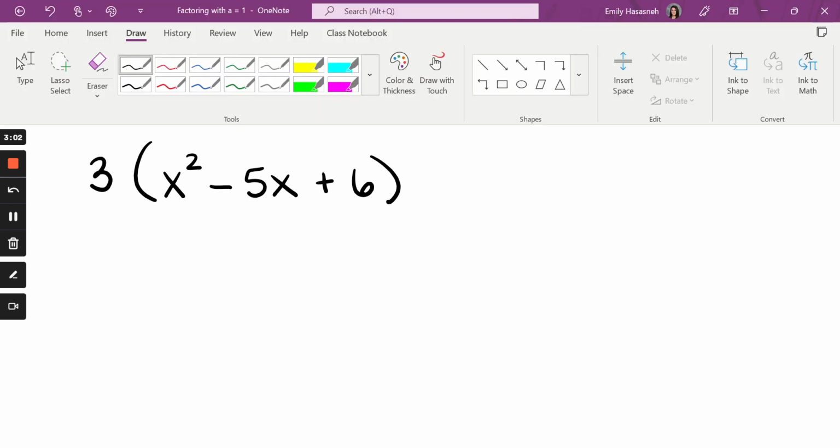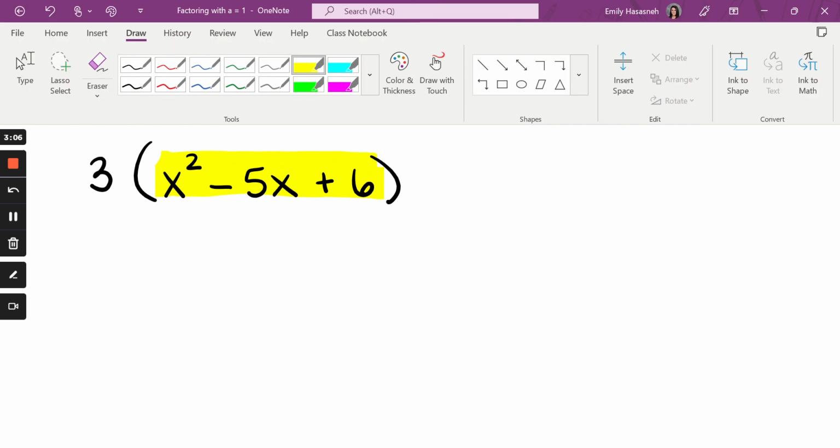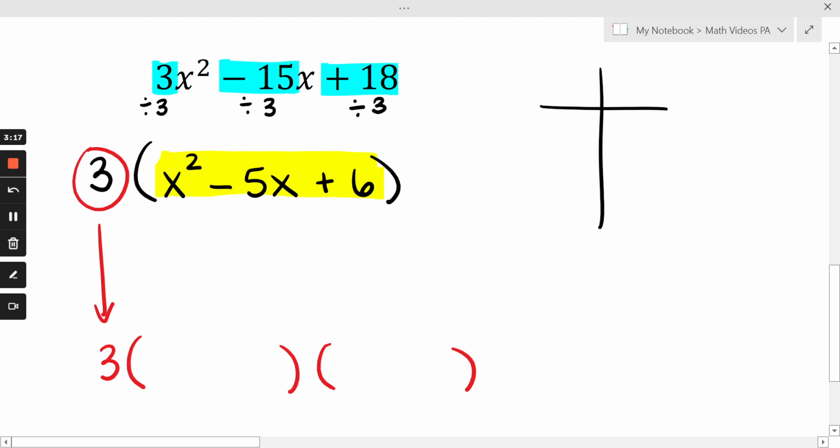And now I can go ahead and work with this the same way that I just did in the above problem. Now the 3 is just going to drop in front of my answer, where we said we will have our 2 sets of parentheses. So I'm going to start with my t-chart again. And again, looking at this problem here, we're going to pull out our middle term, the negative 5, and my last term, and looking for what they can multiply to get me 6, but combine to get me negative 5.